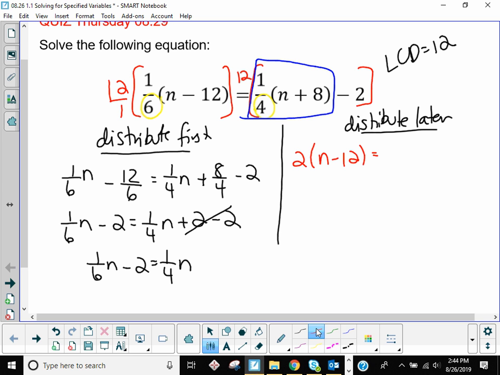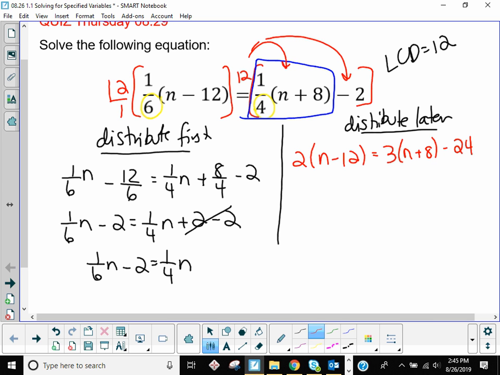I'm going to do 12 times the 1/4. What's a fourth of 12? 3. And then times the n plus 8. So I'm going to distribute 12 to this thing, but I also have to distribute 12 to this thing because it's a separate term. And 12 times negative 2 is negative 24.